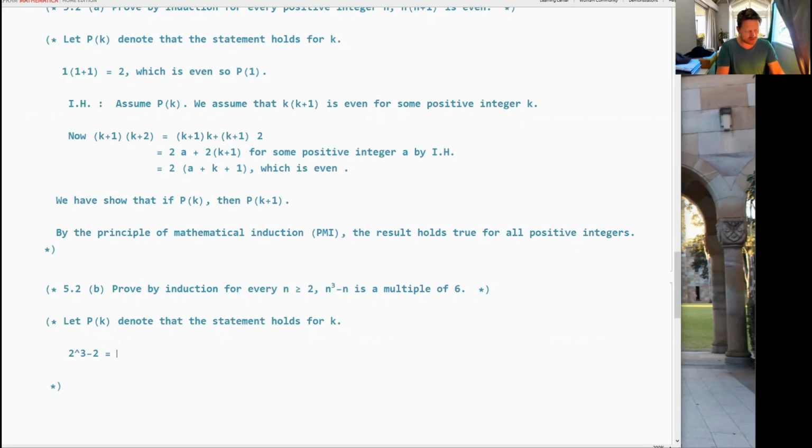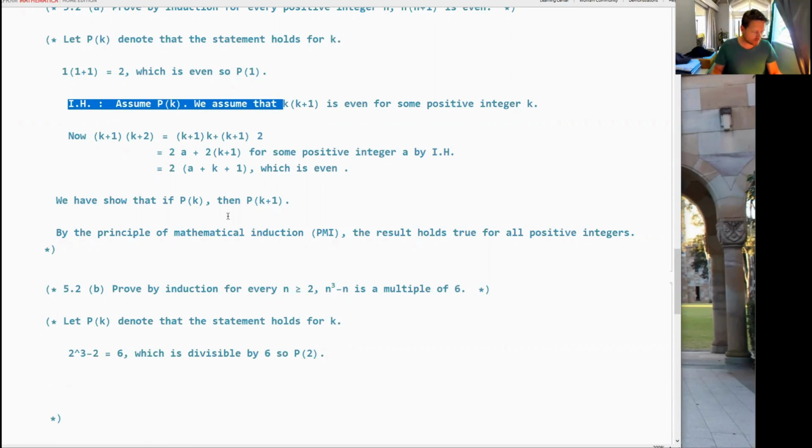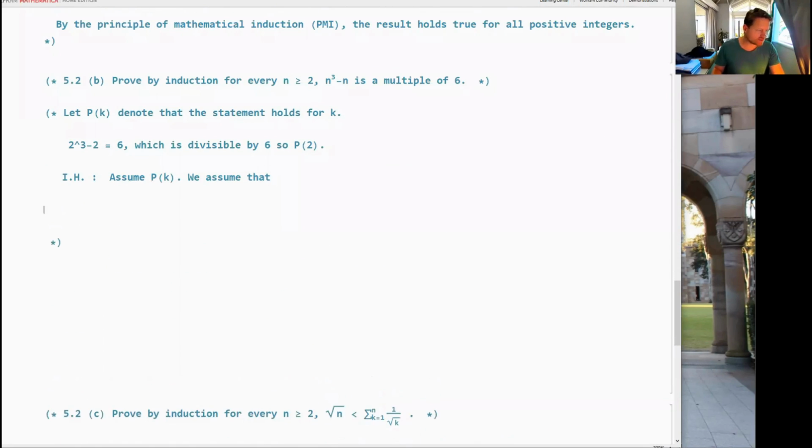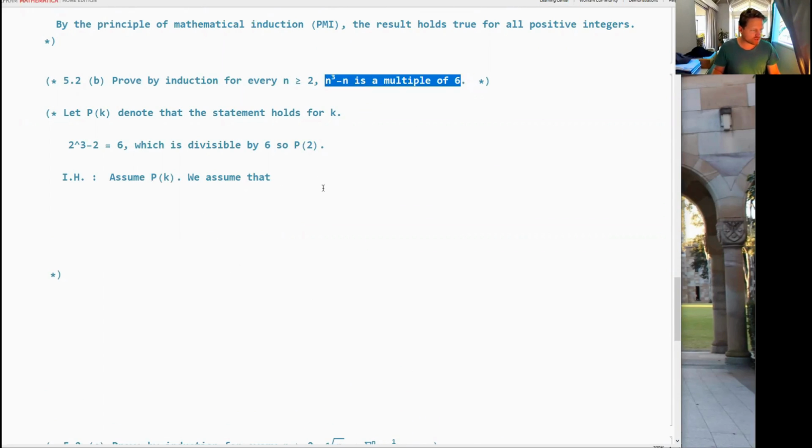So that's 8 minus 2, which is 6. And so we say, which is divisible by 6, isn't it? Okay, and so P(2) holds true. Okay, now that we've done that, we need to set out our induction hypothesis. Okay, so copy and paste some of this. Induction hypothesis. So at this point, we assume that this is a multiple of 6, where we replace the n with a k.